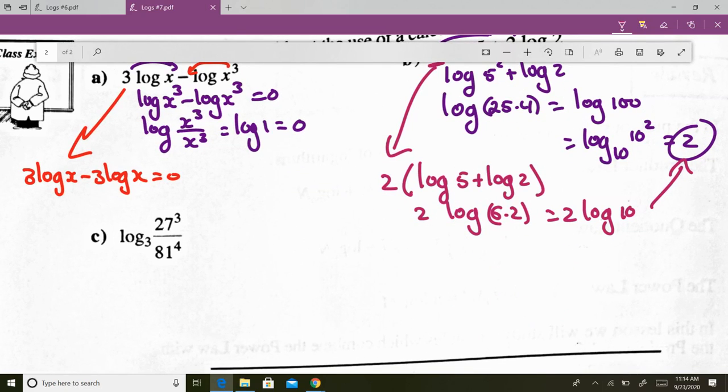This guy. Log base 3 of 27 cubed over 81 to the 4th. So a couple different ways we want to do this. We could break it up. Since we have arguments being divided, we could separate them, right? So we could go log base 3 of 27 cubed minus log base 3 of 81 to the 4th.